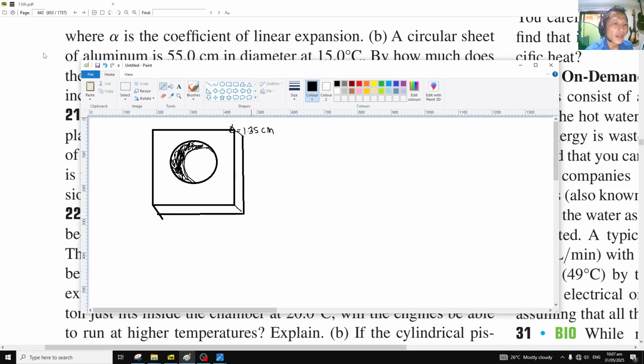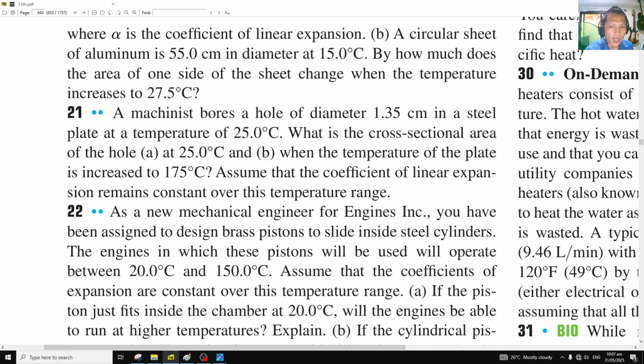So what's your question then? At 25, when the temperature of the plate is increased to 175 degrees Celsius, what is the cross-sectional area of the hole? At 25, it is just straightforward mathematics. That would be the area of that hole.